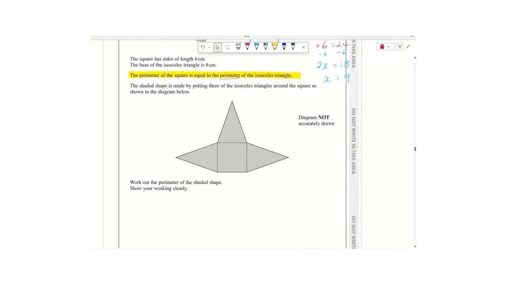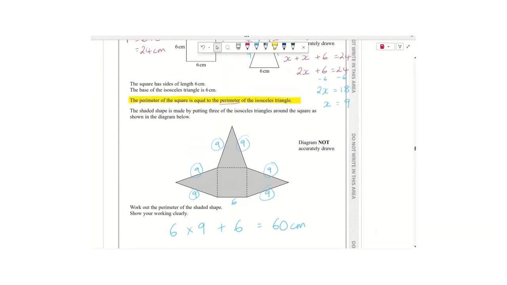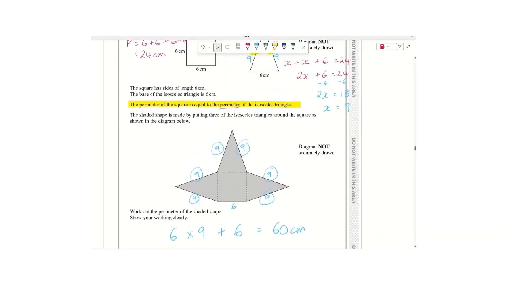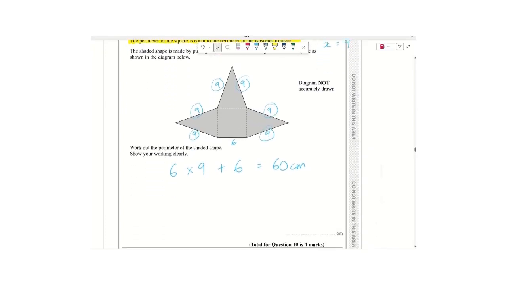So the perimeter of this shape, so that's a 9, that's a 9, that's a 9, that's a 9, that's a 9, that's a 9, and then this is part of the square, so that's a 6. So I've got 1, 2, 3, 4, 5, 6 9s plus a 6. And if you plug that into your calculator, that will give you 60 centimetres as the perimeter. But it's making sure that we read that middle line that tells us that those perimeters are the same, which is really important.